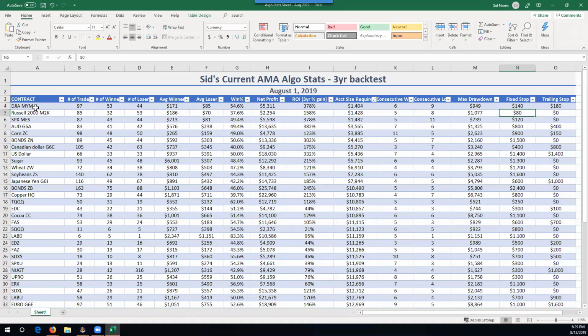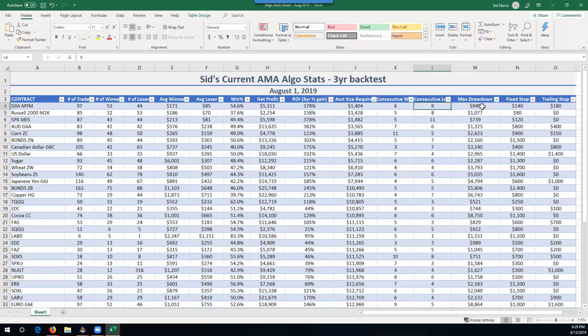contract is called a micro. It's a new micro E-mini. There's 3 of those. There's the MYM, the M2K, and the MES. And of those 3, it looks like to me the one that would be the easiest to deal with because it has a little better winning percentage. The return on investment is as good as any of them. And it didn't have quite as many consecutive losers during its back test.